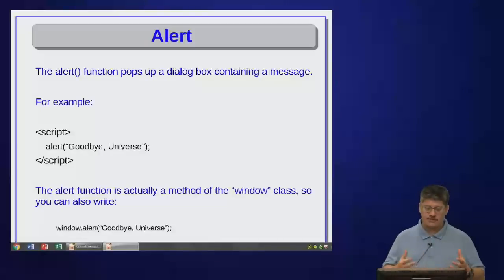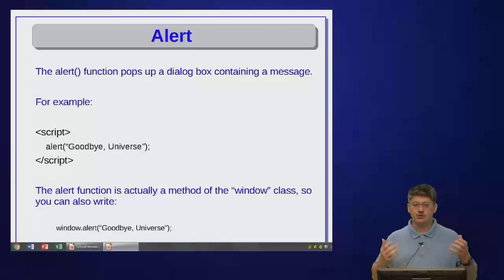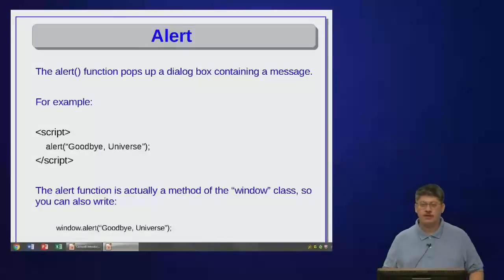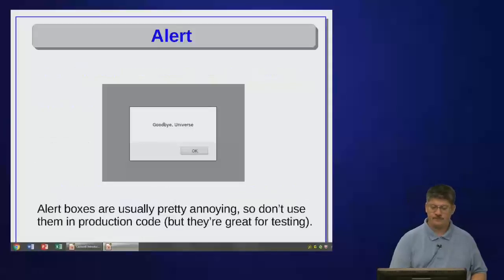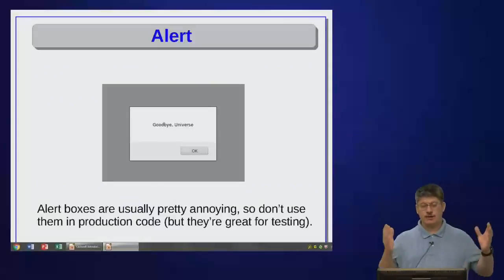We'll talk more about objects and classes later, but it's a method of the window class. And so you can write window.alert and put "goodbye universe" in there to pop up an alert message in a particular window. If you leave off the window dot, it will still work. It'll just use the current window, which is typically what you want anyway. So that would look like this. Goodbye universe, and you have to click OK to get rid of it.